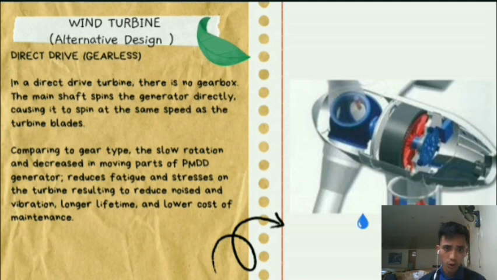Overall, the choice between direct drive and geared technology depends on factors such as project size, site conditions, and economic considerations. Both technologies continue to be used in development of modern wind turbines.